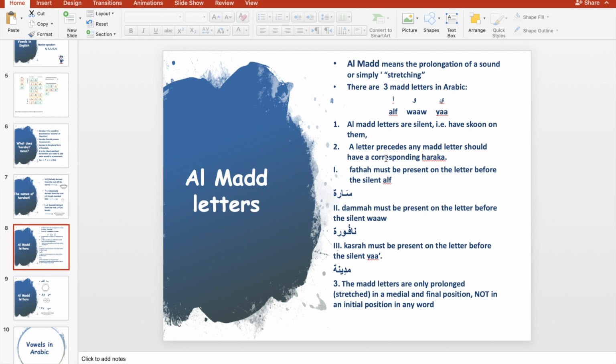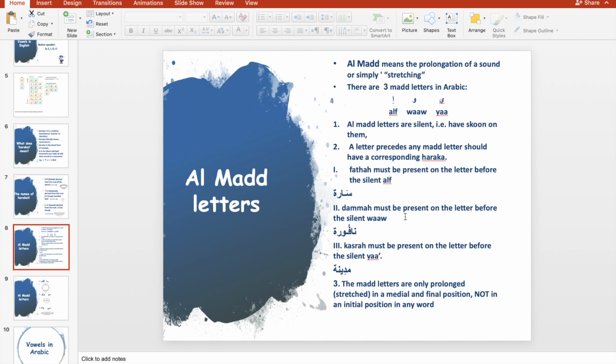Rule number 2. A letter that precedes any mad letter should have a corresponding haraka, which means fatha must be present on the letter before the silent alif. Here is an example. Sarah, Sarah. Sarah is the name. As you can see, this is the silent alif, and before the silent alif, there's sin and fatha.